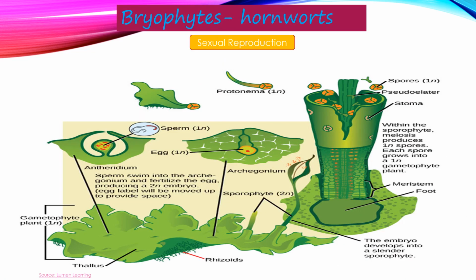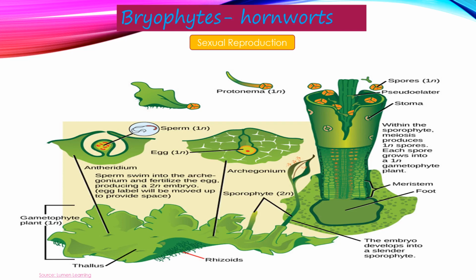Let's see the sexual reproduction and life cycle of hornwort. We will start with the germinating spores. Here, the germinating spores will start dividing into a small thallus-like structure called protonema. This protonema will start growing into an adult thallus.